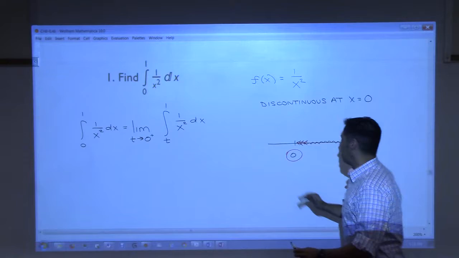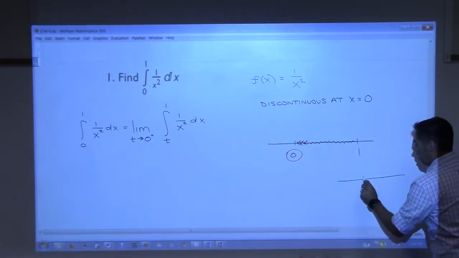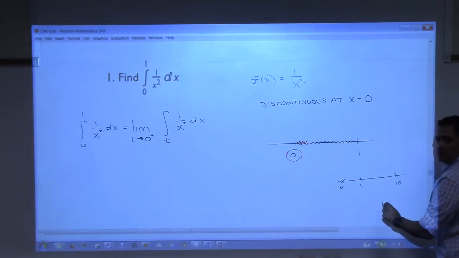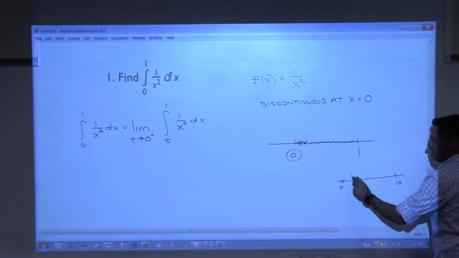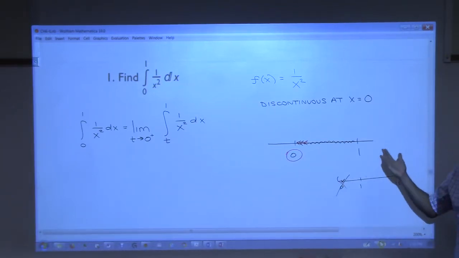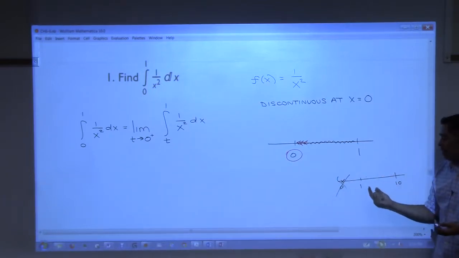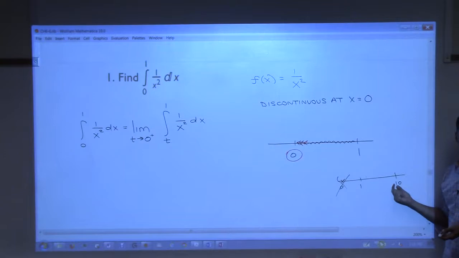If we were going from 1 to 10, I would have drawn a number line. Here's 1, here's 10. But look, 0's over here, right? I don't care about this then. So I just integrate it the way I normally integrate it. I'm only concerned if we have a problem within the interval we're integrating over.